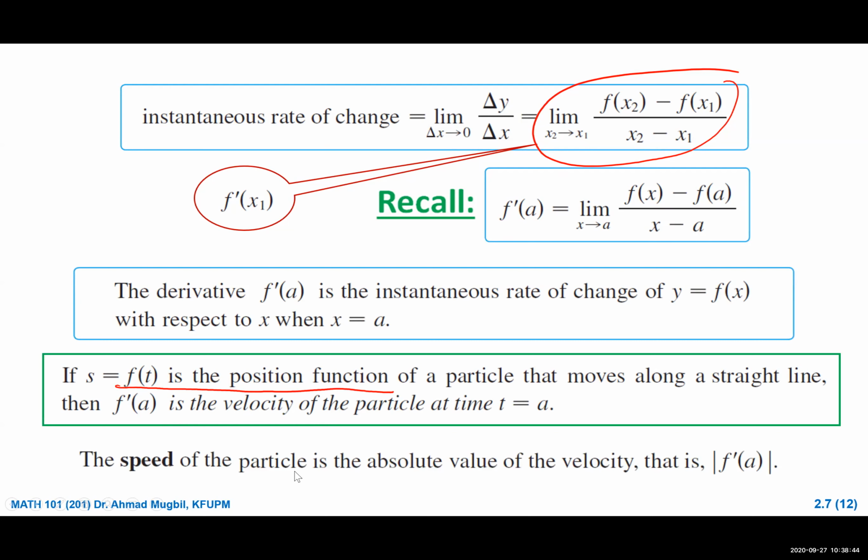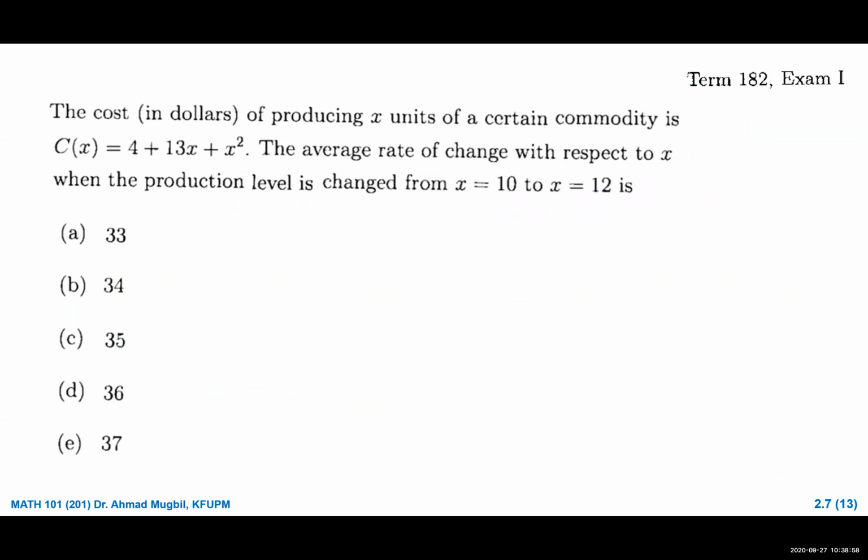And I think you also know that the speed of a particle is the absolute value of the velocity, because the speed is always positive. It is not about the displacement, it is about the total distance traveled. And this is an example, an old exam question that I want you to solve, Shabab.